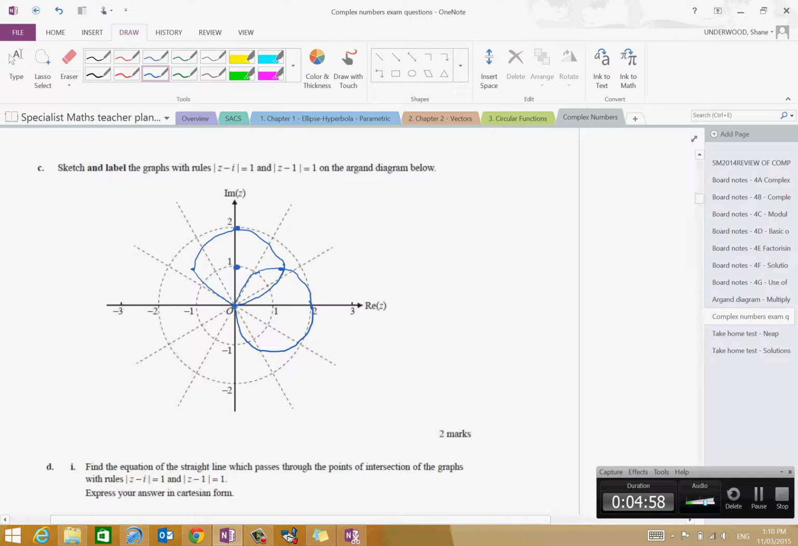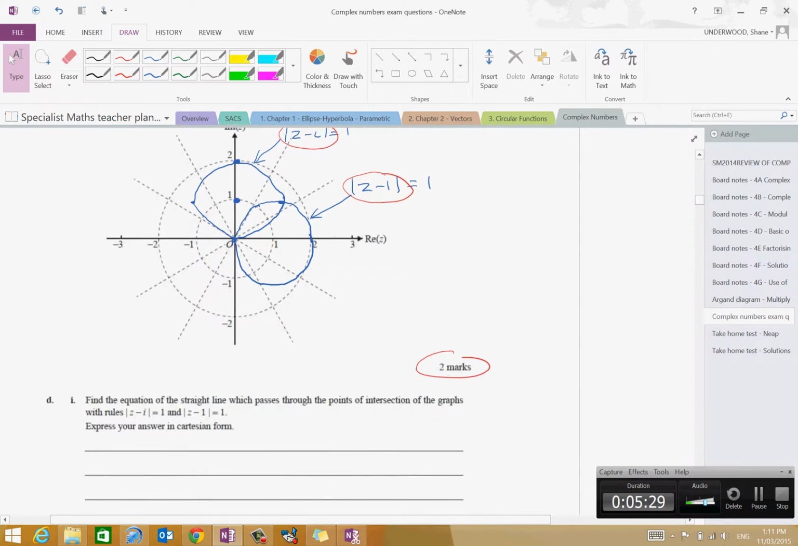Sketch and label the graphs. So we've got to label them. Which one is this one? This is the modulus of z minus i equal to 1. And this one here is the modulus of z minus 1 equal to 1. These are circles of modulus 1, and the centre here is going to be 1, 0, and the centre over here is going to be 0, 1, when we're talking about the real and imaginary axes. There's another 2 marks. We've done that in 5.5 minutes.